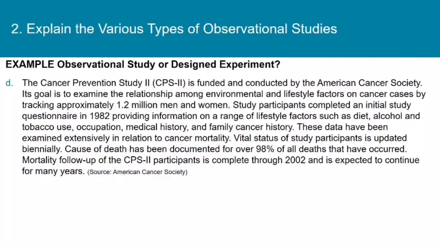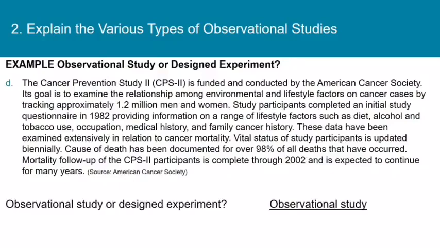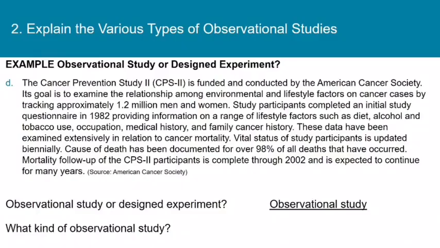So, first let's ask ourselves, is this a designed experiment or an observational study? Well, the researchers are following the people, they're tracking them and recording their cause of death, but they are not applying any treatment to them. So this is an observational study. And since they started in 1982 and they've continued all these years, this was a prospective study. So what type of observational study is prospective and looks into the future? That would be a cohort study.